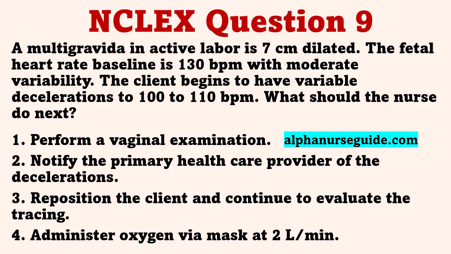Performing a vaginal examination will let the nurse know how far dilated the client is, but will not relieve the cord compression. If the decelerations are not relieved by position changes, oxygen should be initiated, but the rate should be 8 to 10 liters per minute. Notifying the primary healthcare provider should occur if turning the client and administering oxygen do not relieve the decelerations.